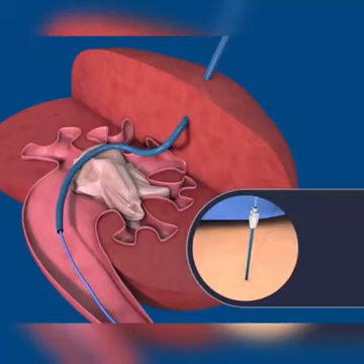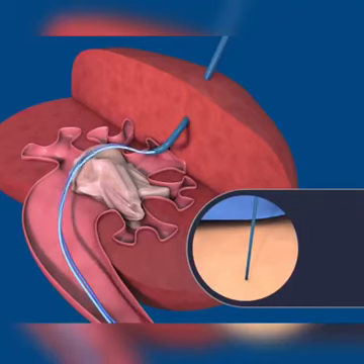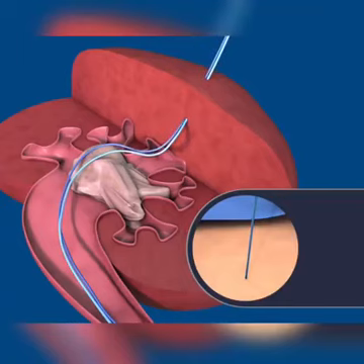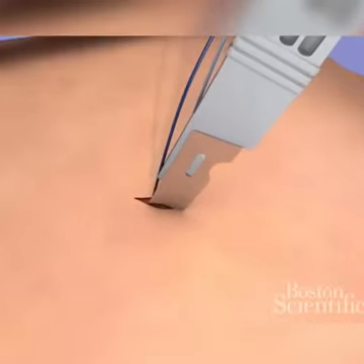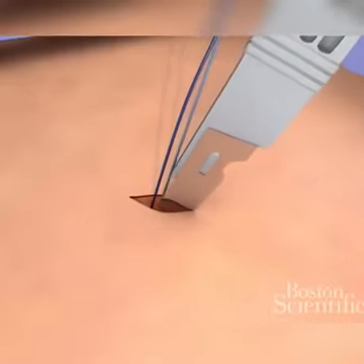Remove the 8 French dilator. Insert the stiff working wire through the 10 French dilator down into the bladder. Remove the 10 French dilator. Incise the skin in the back through the connective tissue in order to widen the existing puncture.